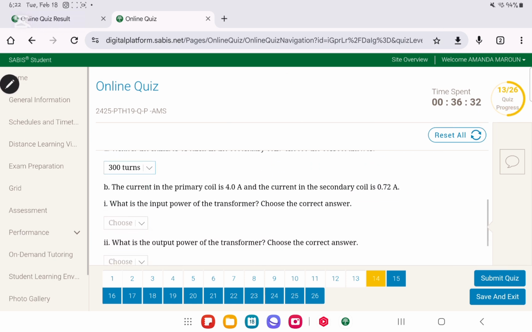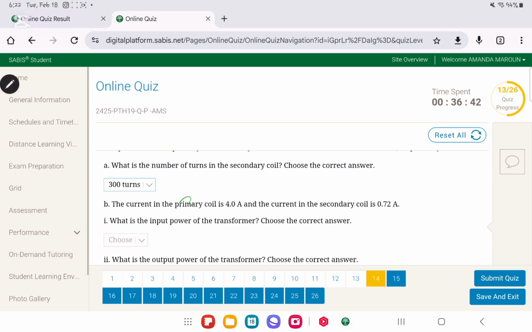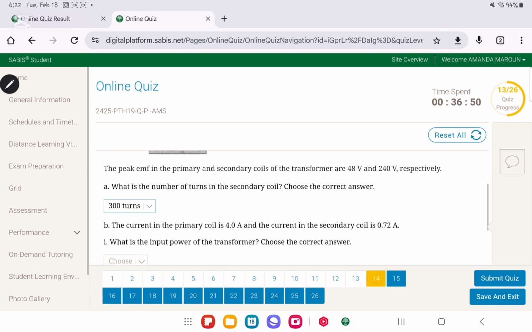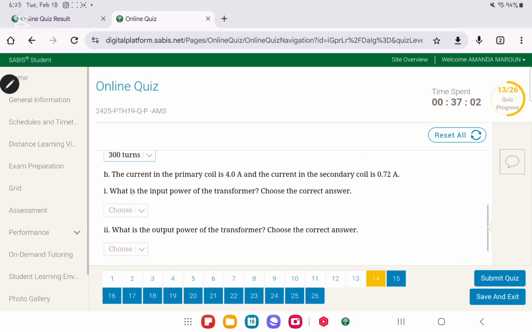Okay? Now, the current in the primary coil is 4 amperes and the current in the secondary coil is 0.72 amperes. They need the input power of the transformer. Input means primary. How do you find power? Power is equal to the current times the voltage. So let us take the primary voltage, which is 48, times the primary current, which is 4. So 48 times 4, it's going to be 192.